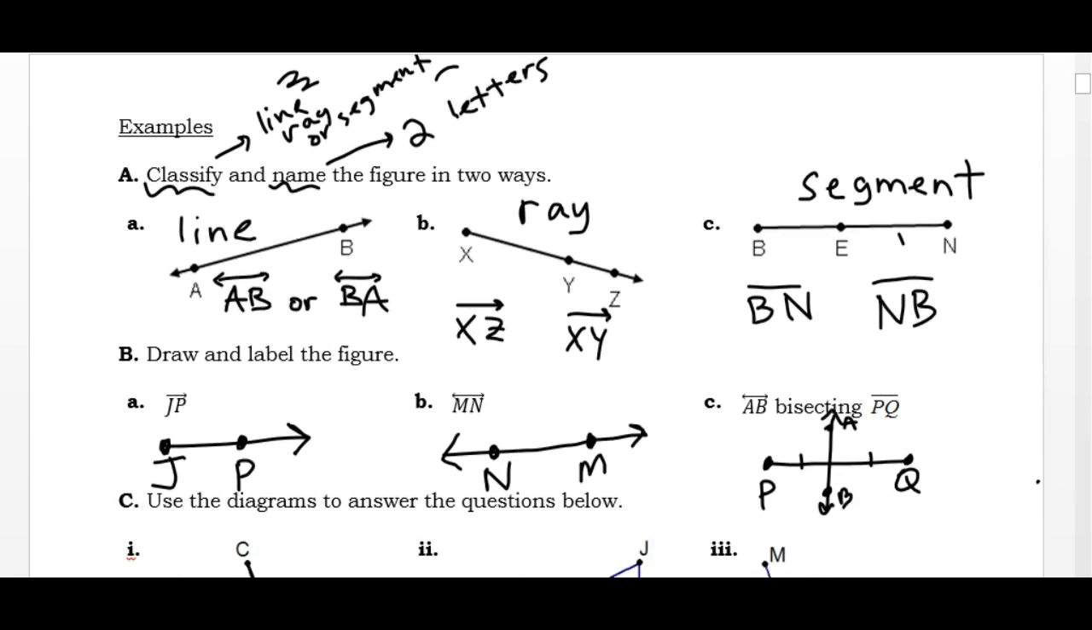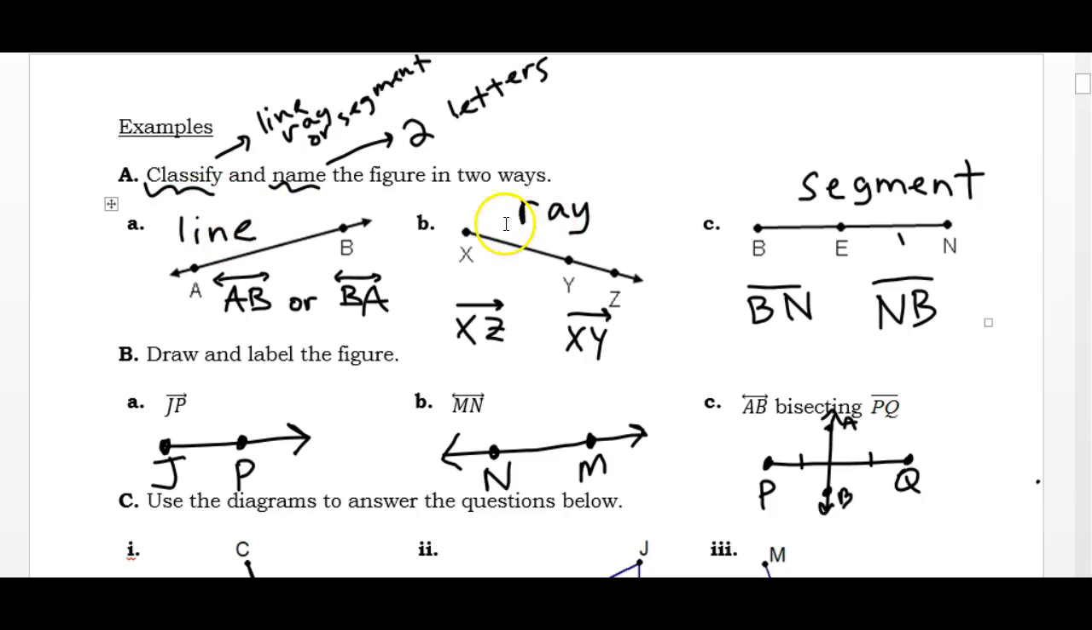The first example says to classify the figure and then name it in two different ways. So your classification means you want to say if it's a line, a ray, or a segment. Remember, lines have arrows on both ends, rays have arrows on one end, and segments would have ends with no arrows. So my first one, AB, has arrows on both ends, so I know that's a line.